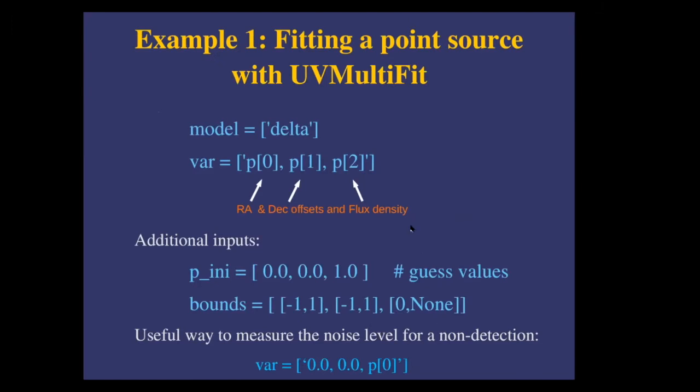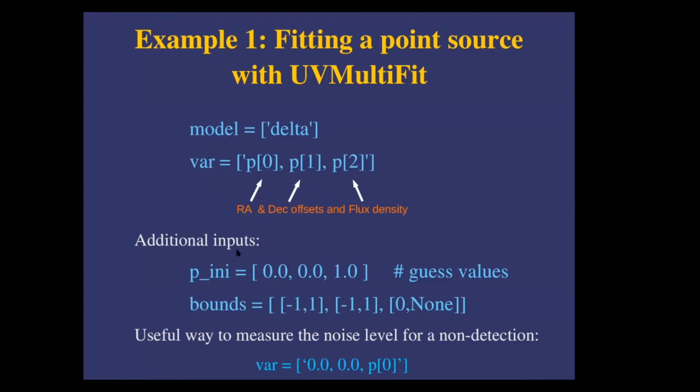Okay, so let's see how to use this in practice. As a first example, I show you how to fit a point source with UVMultiFit. So in this case, you will just need to set a model as 1 delta here. Delta is the name for a point source. And the variables will be free. So the positions are called like P0. This P is the generic variable name. So the first one, in Python, it starts at 0. So P0 will be the position in right ascension. P1 will be the offset in declination. And P2 will be the flux density of your source.